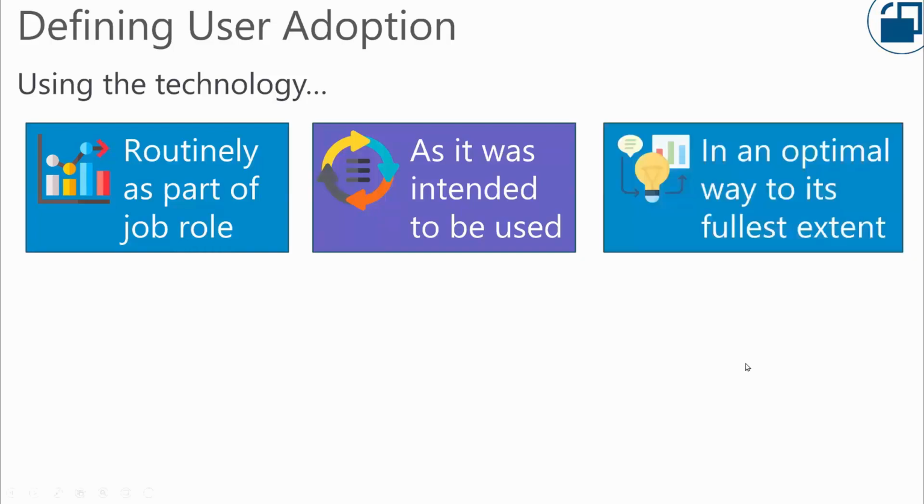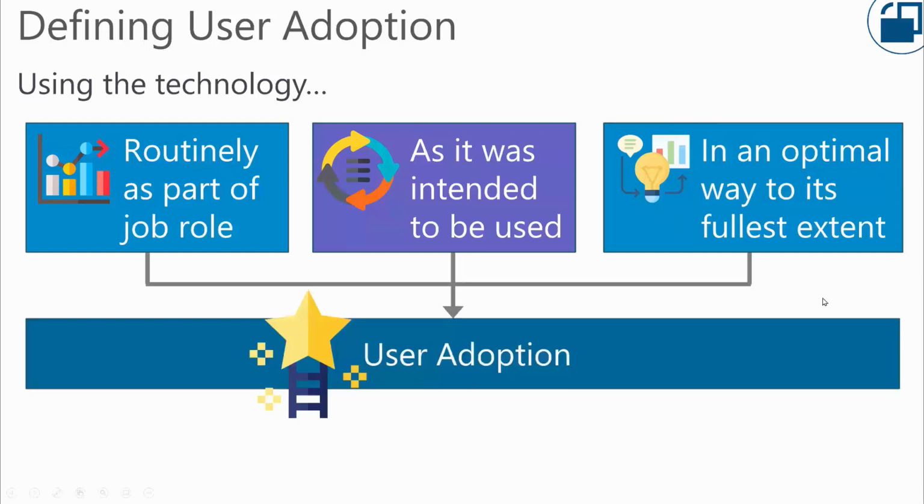And then the third piece is about using it in an optimal way to its fullest extent. And that tends to tie into learning and education for your user community so that they understand the best possible way to do things, which of course is hard because it's always changing all the time and growing and hard to keep up with. So when I talk about user adoption, I really mean a compilation of all those kinds of things.